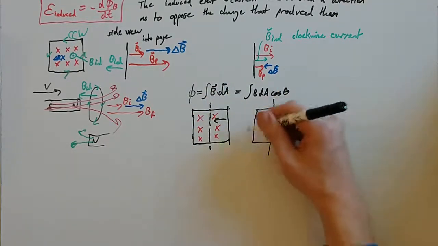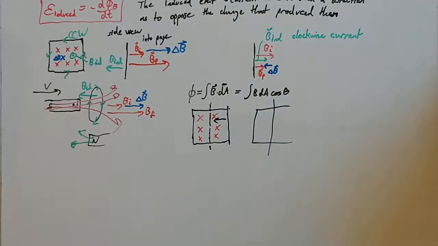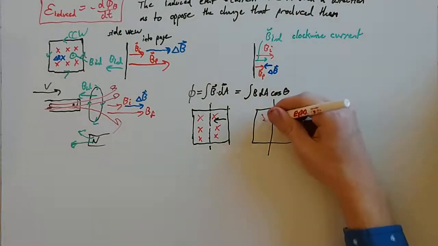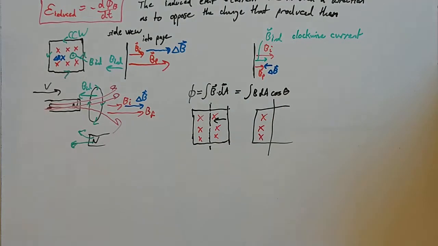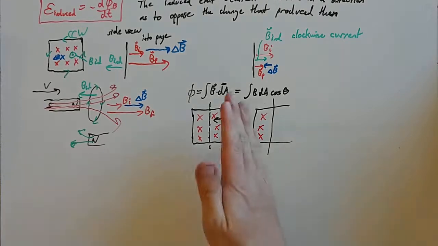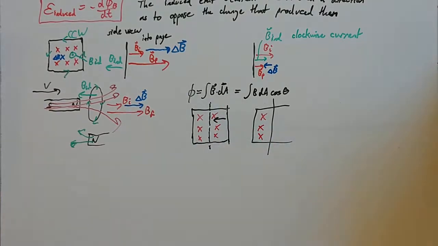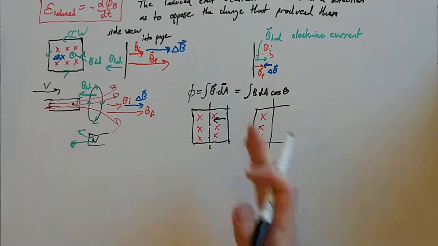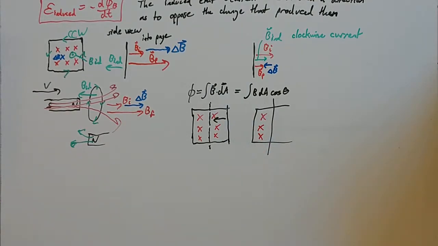So now the loop that I have is half as big. All right, and the question is, well, what's going to happen here? I've changed the area. I've kept the magnetic field constant. The magnetic field is not changing, but now I'm just changing the area. I'm reducing it in half. What happens?